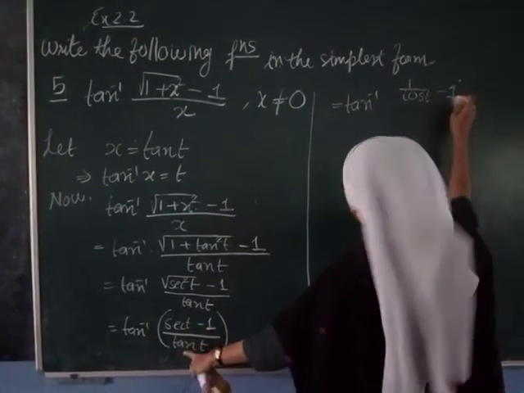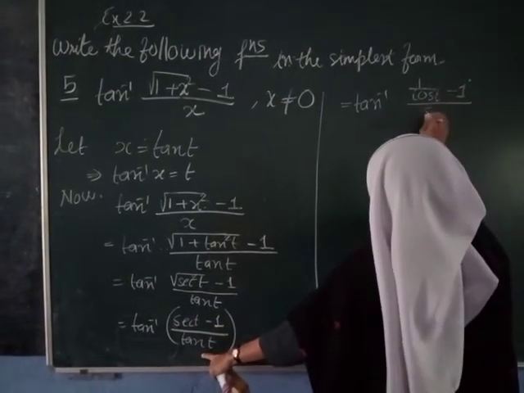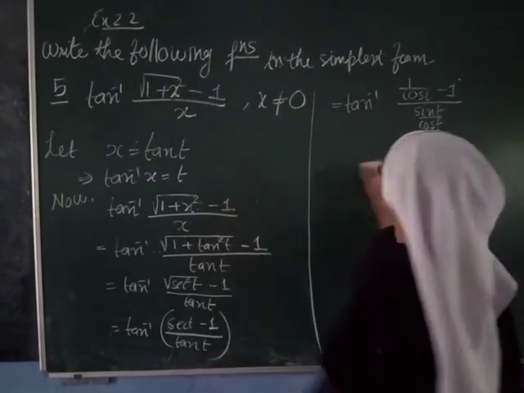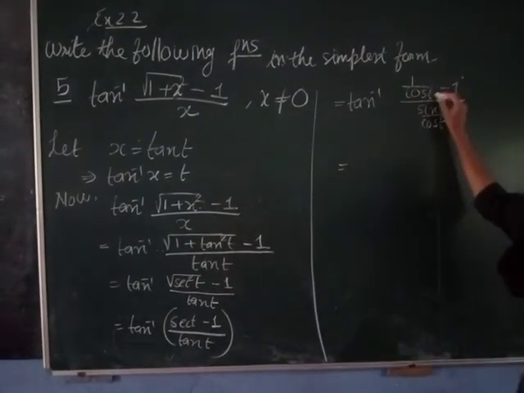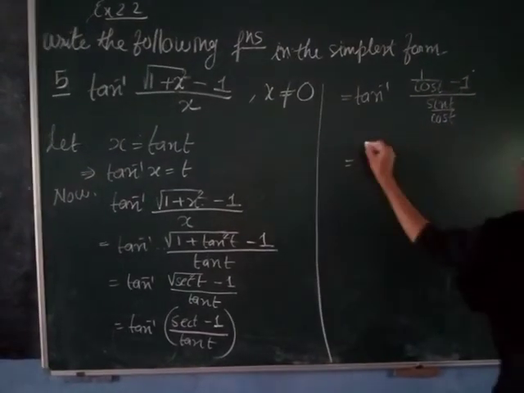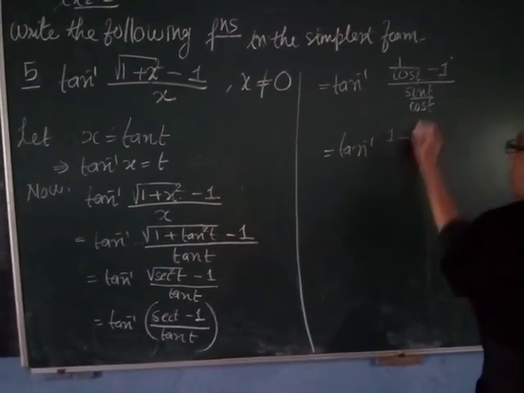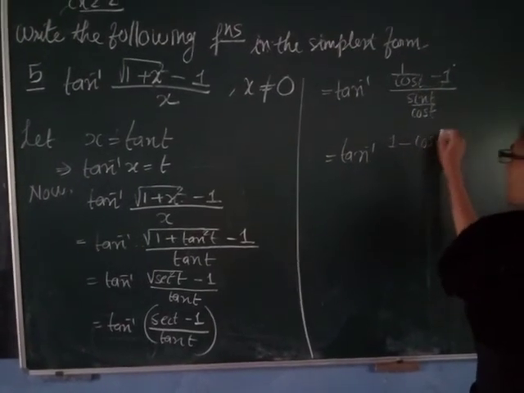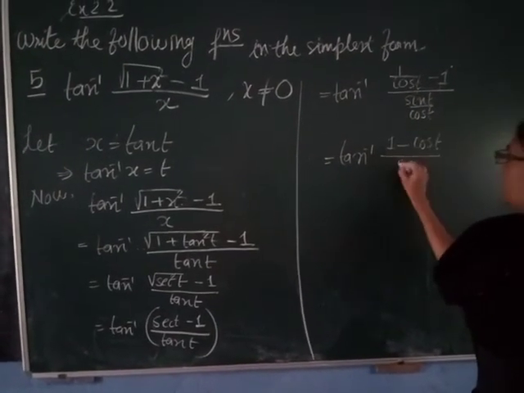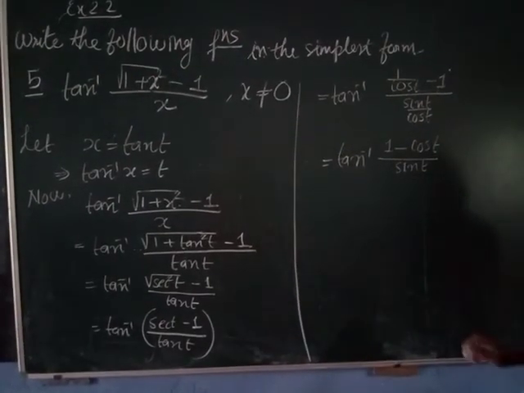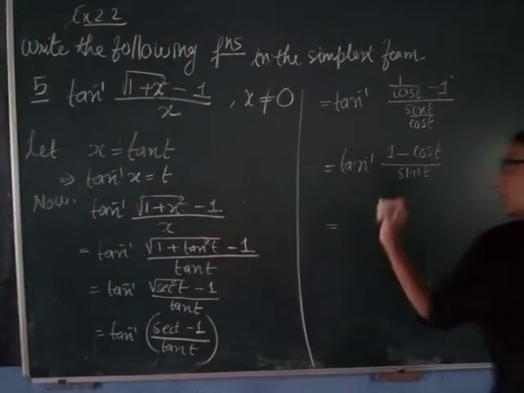Okay, minus 1 this, and this I can write as sin x by sin t by cos t. Now you take the LCM and cut with this. So tan inverse of 1 minus, you multiply here cos t and the sin t. This denominator will cancel. Now again we are going to use the formula.